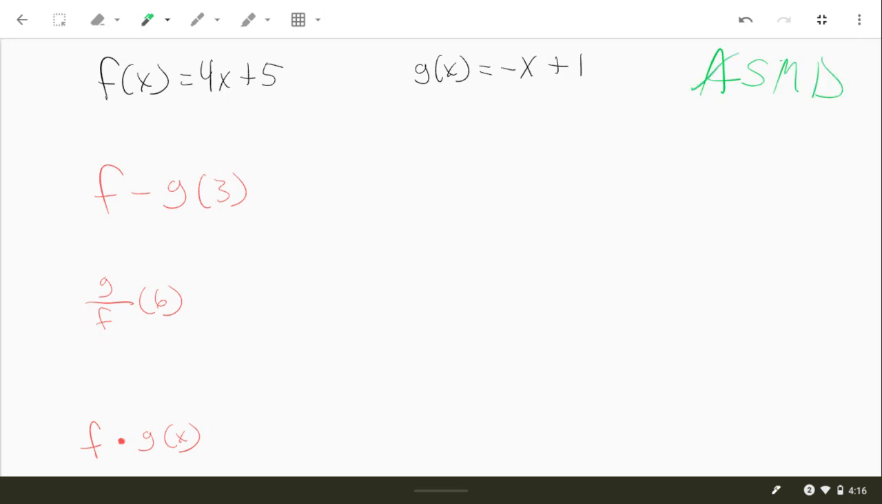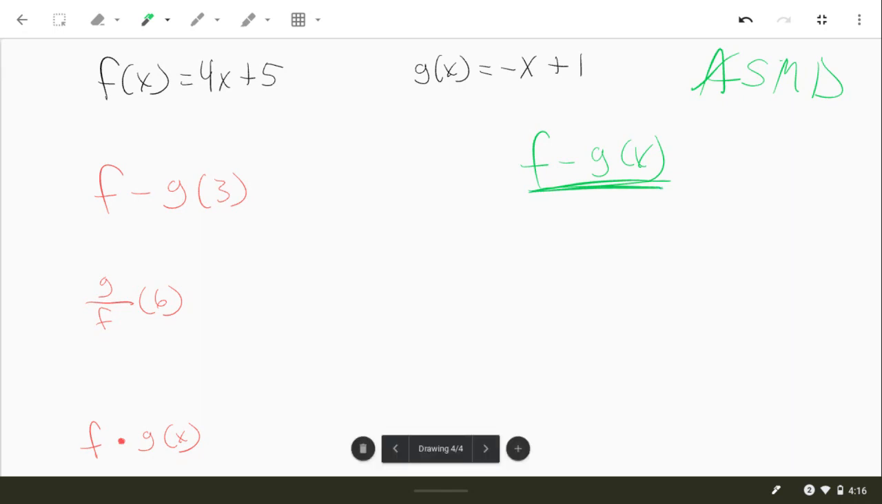I'm actually going to skip the adding. The way that we had been doing that in class was, if you wanted to figure this out, I was having you guys find (f minus g)(x), which is the general case. And then you were using this answer to figure out (f minus g)(3) or (f minus g)(7). Okay. But we're just going to skip straight to the rewriting and solving it without doing the general case.